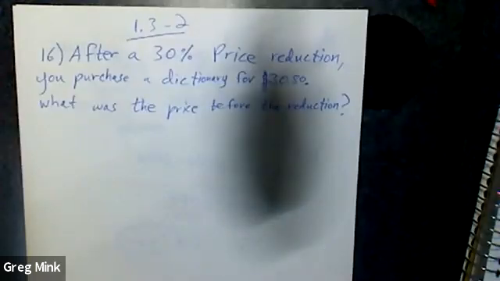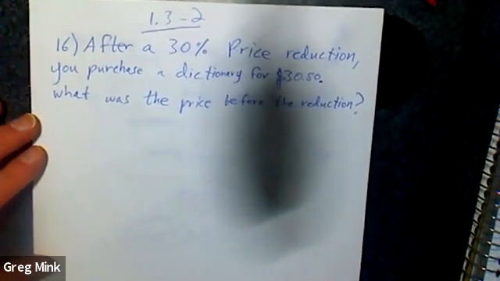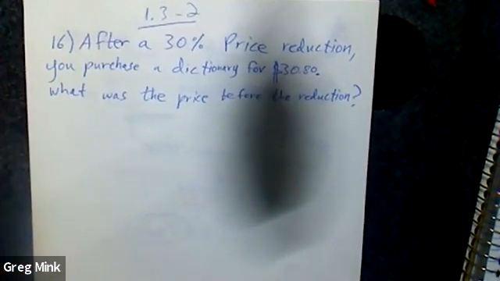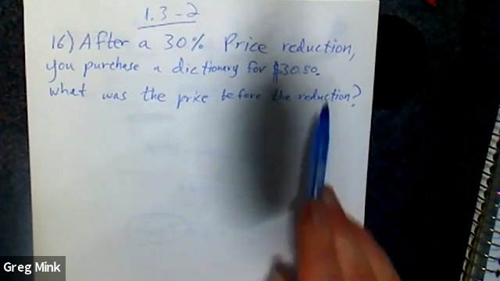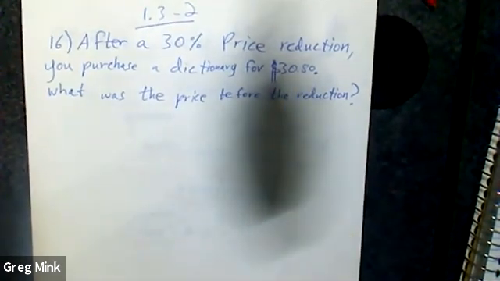Okay, guys, so section 3, the second video. I want to look at number 16 in the book, and I ended up just writing it out because it was short enough. Number 16 in 1.3 says, after a 30% price reduction, you purchase a dictionary for $30.80. So that's with the price reduction, $30.80. What was the price before the reduction, the original price?